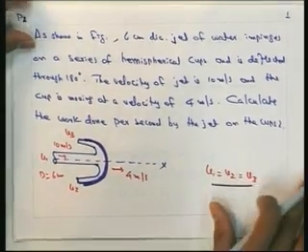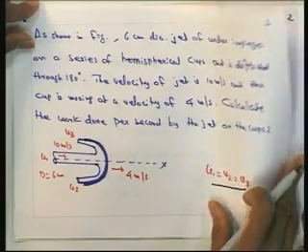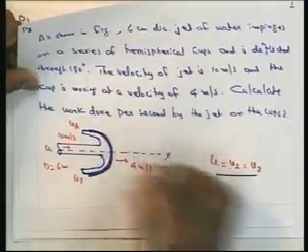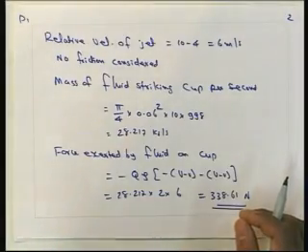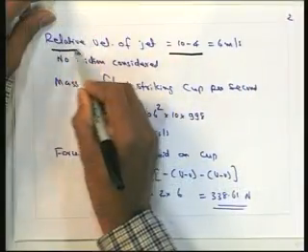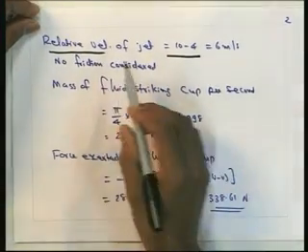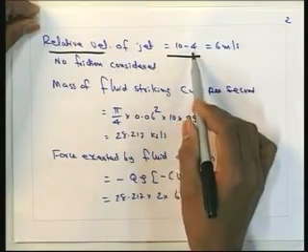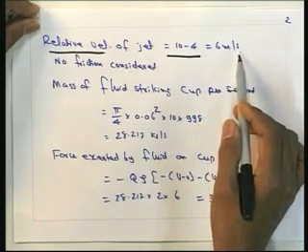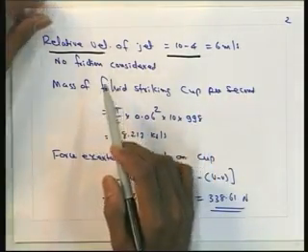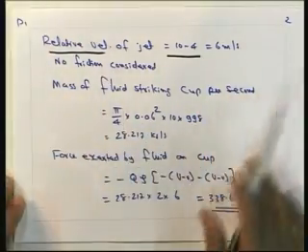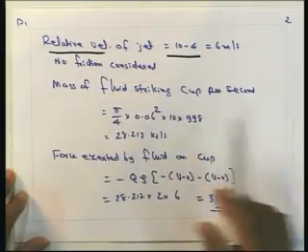So we want to find out the work done per second by the jet on the cup for this particular problem. Since the jet is moving with a velocity of 10 m/s and the cup is moving with a velocity of 4 m/s, the relative velocity of the jet is equal to 10 - 4, that is equal to 6 m/s. In this particular problem, we do not consider the friction. So no friction is considered.